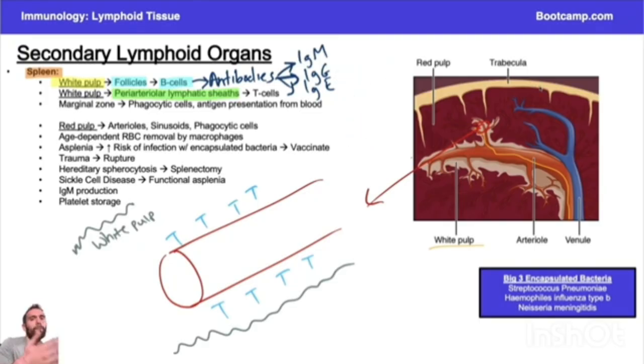The T cells here are going to be recognizing some of these antigens coming in, and we'll talk about all the details of what they're going to do. But for the purposes of this video: white pulp, follicles, B cells, periarteriolar lymphatic sheaths, T cells. Now, what happens when you go from the white pulp to the marginal zone?